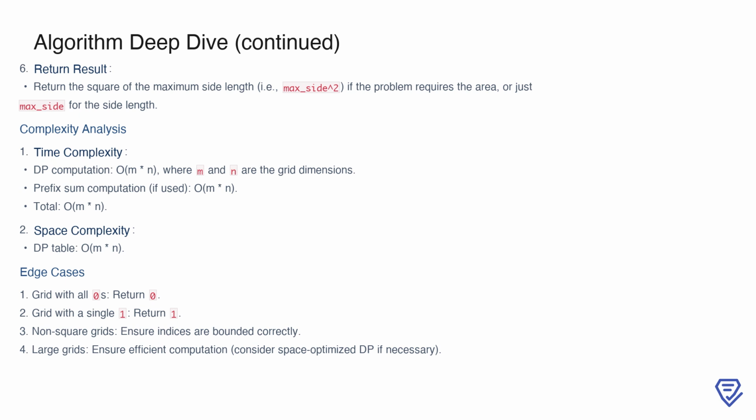Finally, handling edge cases is crucial. For example, if the grid is entirely zeros, we return 0, while a grid with a single 1 results in a square of size 1. For non-square grids, careful bounds checking ensures correctness. This approach ensures efficiency even for large grids, making it a significant improvement over the brute force method.